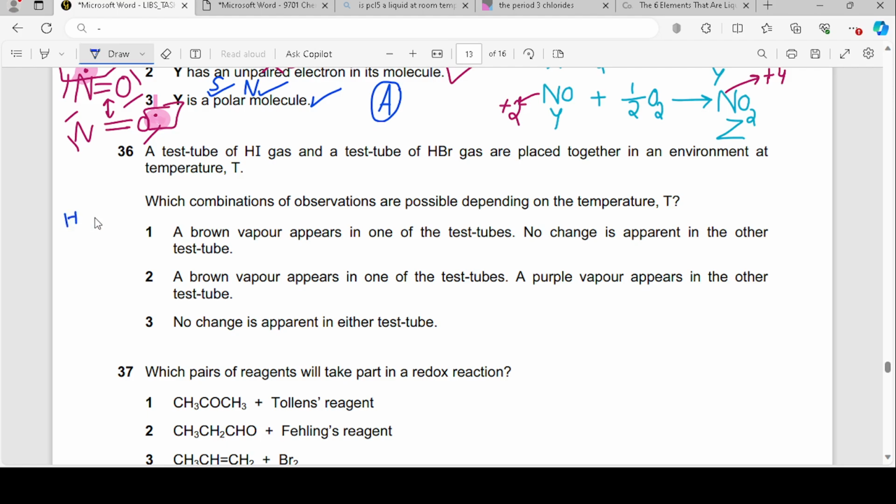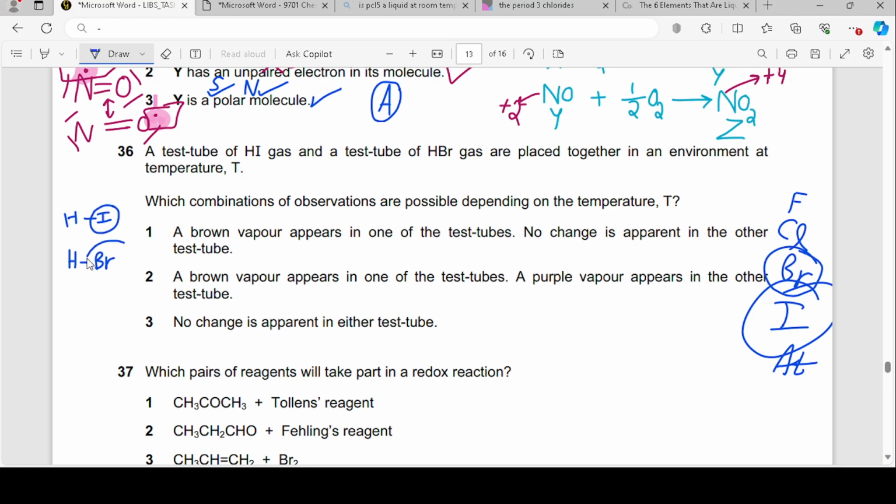If I consider HI versus HBr, right? So the thing is that if you consider down group 7, so fluorine, chlorine, bromine, iodine, astatine. Iodine obviously has a much larger molar mass as compared to bromine. So iodine is a bigger atom than bromine. For example, iodine would look something like this, and then bromine looks something smaller. And hydrogen, I'll try to make kind of similar size in both cases, maybe.